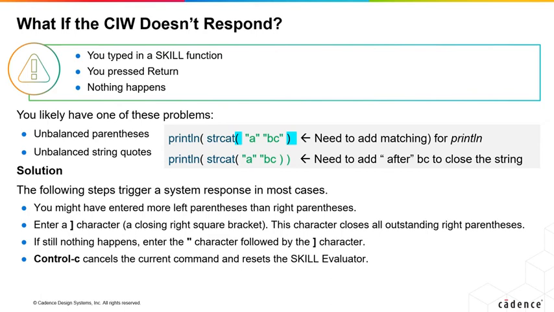Another thing that works well is to just use Control-C. Control-C will cancel the current command and reset the evaluator. So try Control-C if you're in a state where you're not quite sure what the evaluator is doing, it's not responding, you're not really sure where you want the brackets, the parentheses, the quotes, and you just sort of want to start the command over. A lot of times Control-C will get you back to a state where the skill evaluator is ready to start a new command.